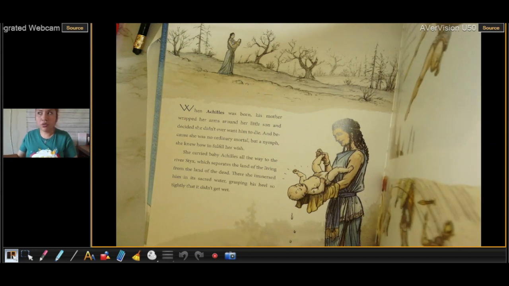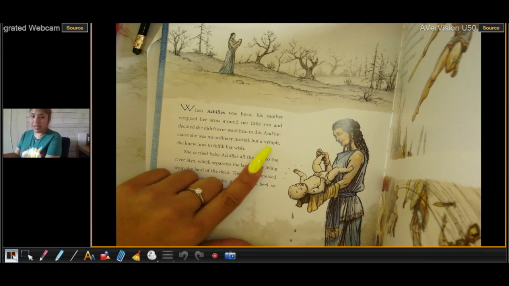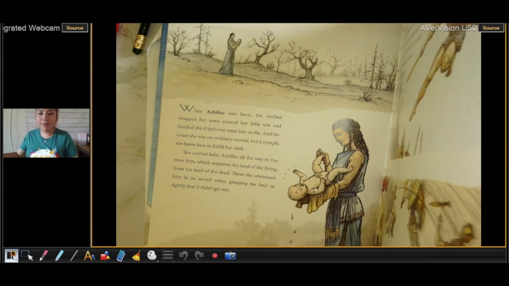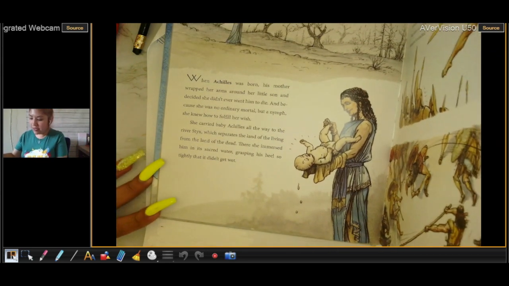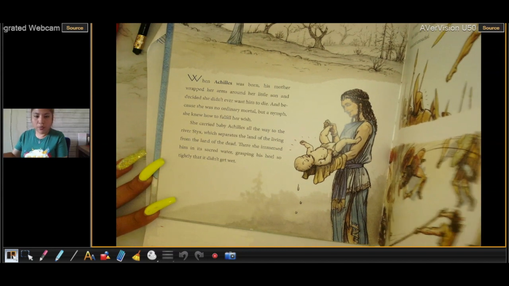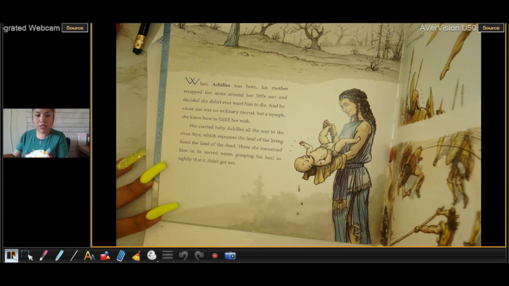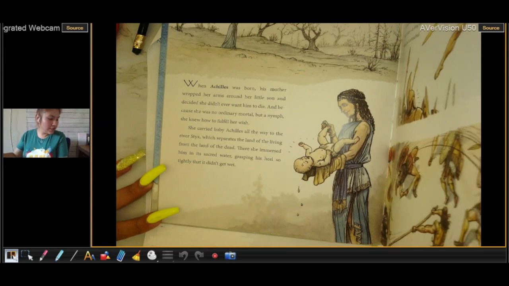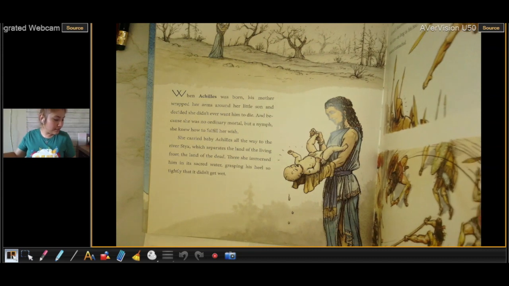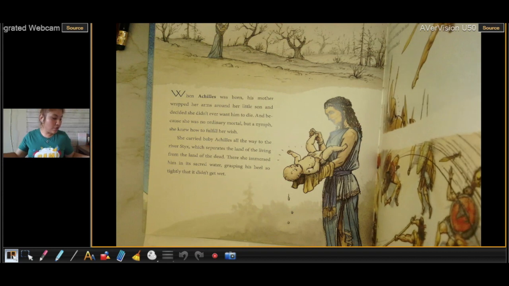She was a nymph. So today's lesson is all about context clues. So we need to read the sentence before, during, and after to find out the unknown word. She carried baby Achilles all the way to the river Styx, which separates the land of the living from the land of the dead. There she immersed him into its sacred water, grasping his heel so tightly that it couldn't get wet. So what is she doing to baby Achilles? She's submerging him into the water.